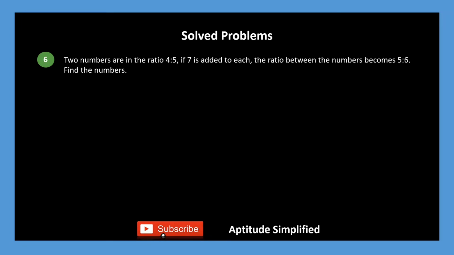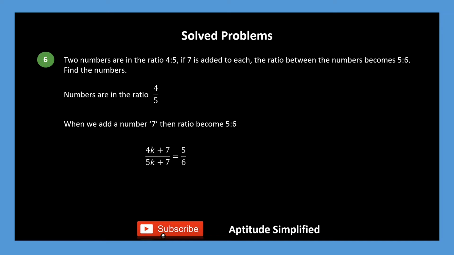So the two numbers are in the ratio of 4 is to 5. If 7 is added to each, the ratio between the numbers becomes 5 is to 6. Find the numbers. So we are given that the ratio of the two numbers is 4 is to 5, so we can write it as 4k plus 7 upon 5k plus 7 is equal to 5 is to 6.